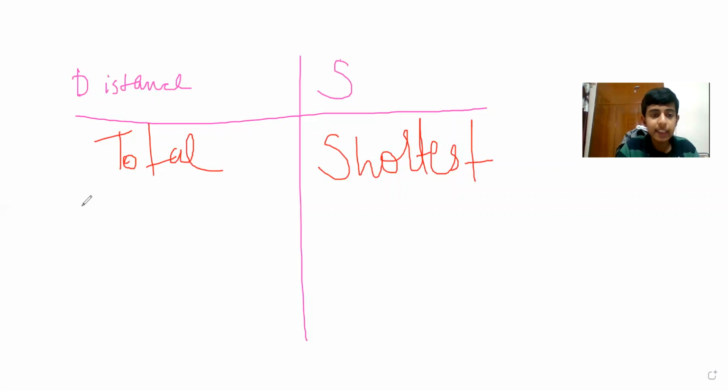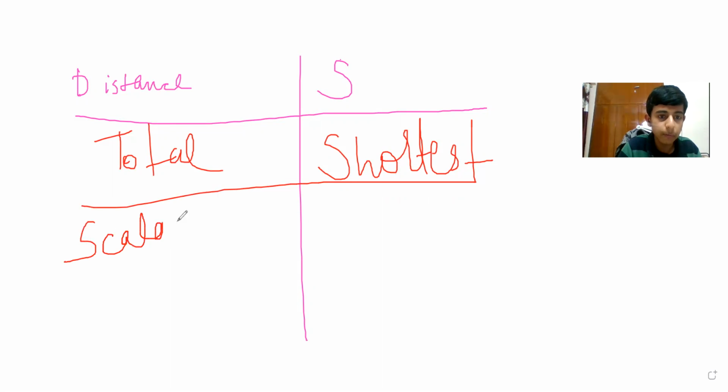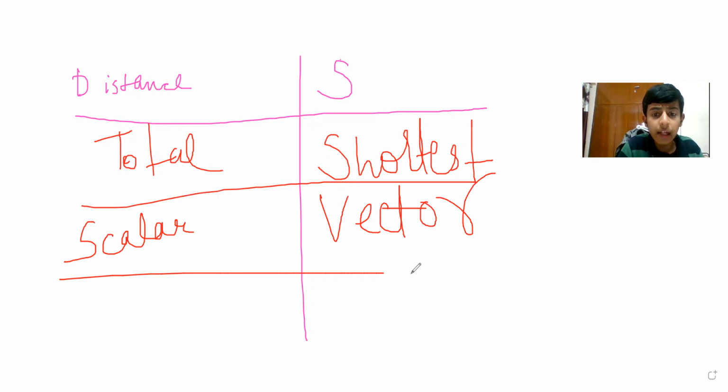Then the second point I can say is that distance is a scalar quantity, whereas displacement is a vector quantity, meaning that in distance we do not have to mention the direction, whereas in displacement we have to mention the direction. The displacement depends upon the direction of the object as well as magnitude, and distance does not depend upon the direction. This is a major difference.